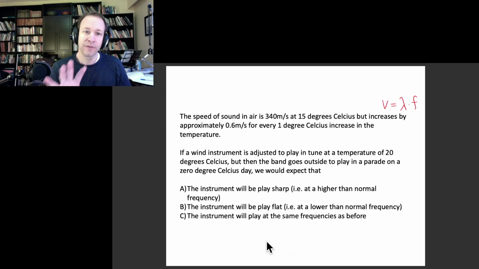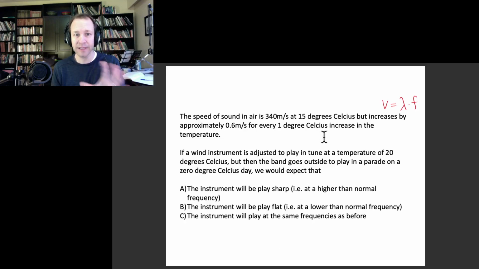Just to give you an example of a practical situation where you need to think about the change in wave speed due to a change in the air density, you can think about this question. If you want to know specifically how temperature affects the speed of sound, you start with 340 meters per second as the standard speed of sound in air, the value for 15 degrees Celsius, and then you increase or decrease the temperature. For every degree Celsius that you increase the temperature, the speed of sound goes up by about 0.6 meters per second.